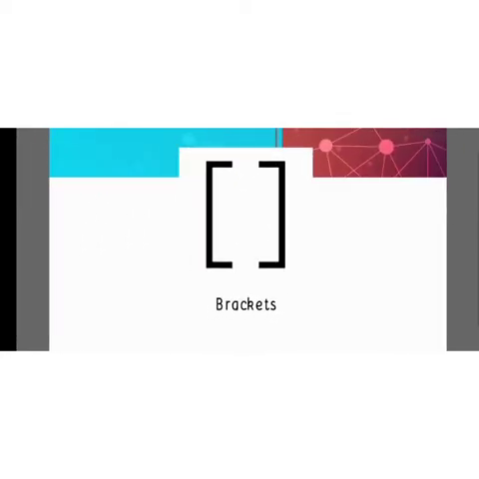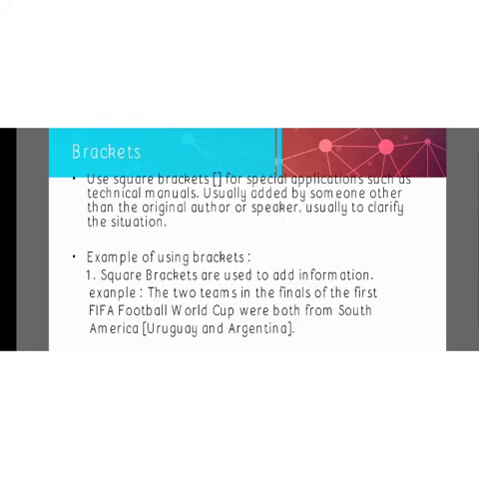The image above is the bracket symbol. Use square brackets for special applications such as technical manuals, usually added by someone other than the original author or speaker, usually to clarify the situation. Example of using brackets: square brackets are used to add information. Example, two teams in the finals of the first FIFA Football World Cup were both from South America [Uruguay and Argentina].